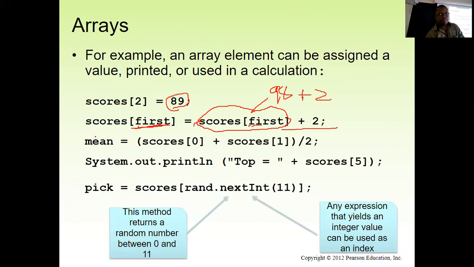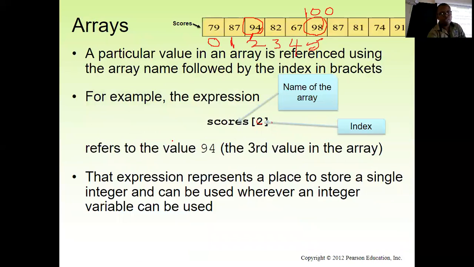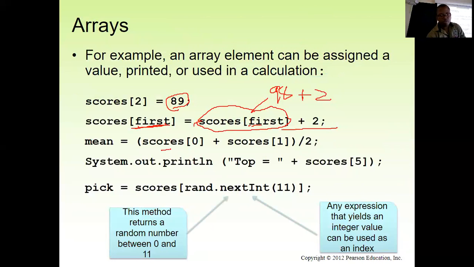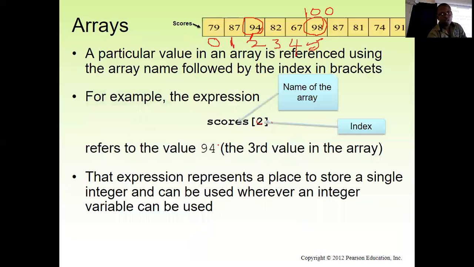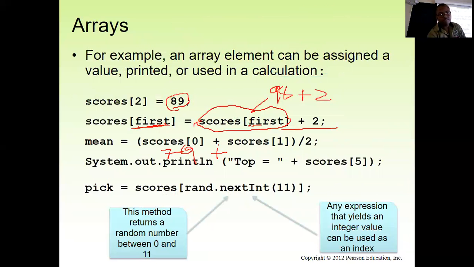Notice here, we say mean is equal to scores position 0. So the item at position 0 is going to come out, which is 79. So this is going to be 79 plus the value at position 1, which is going to be what? 87. And then when it adds those together, it's going to divide it by 2, and that's going to give you some average, and the value goes into mean. Yes? So that's accessing.